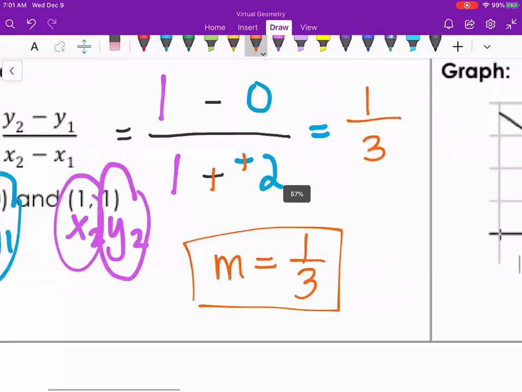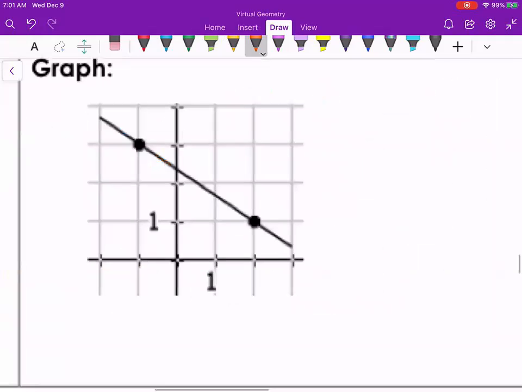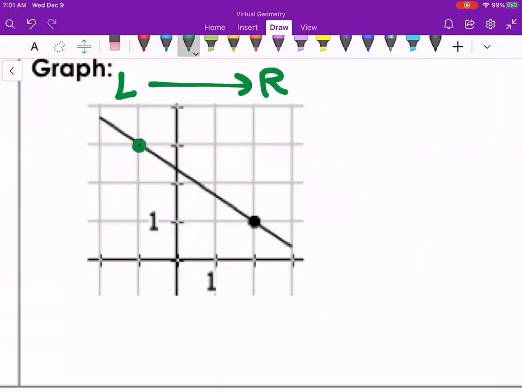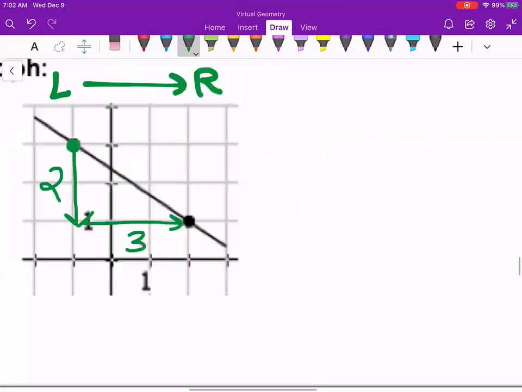All right, now let's see what happens if we have 2 points that are on a physical graph. You can do one of two things. You can get the coordinates of those 2 points and do the slope formula like we just did, or you can do your rise over run. So remember, we start on the left and go to the right. So if I start at the dot on the left, I have to go down 2, and then I move to the right 3. So what we did was find the rise over run.